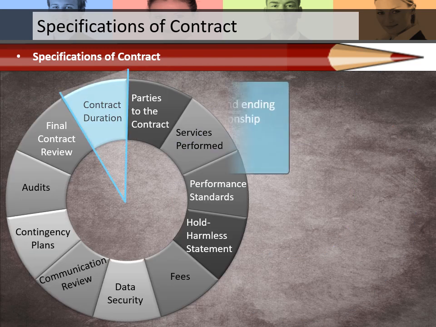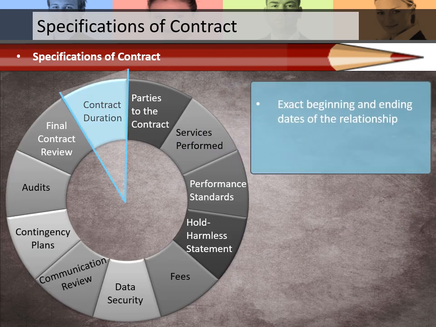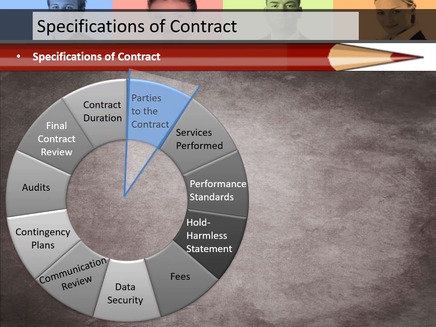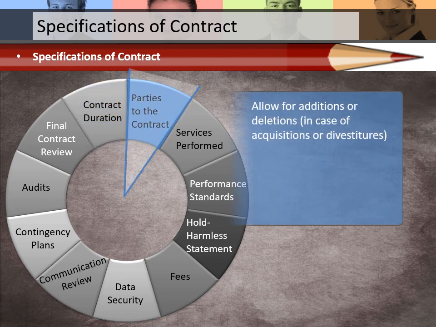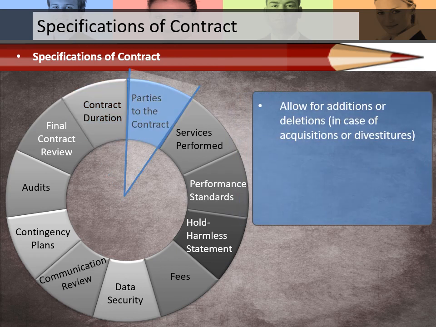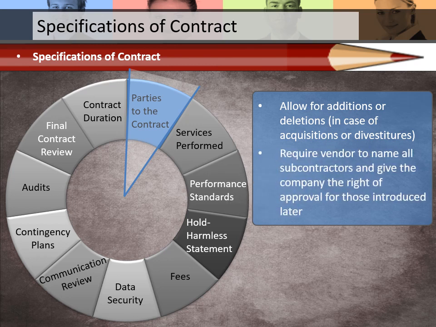Contract duration, the exact beginning and ending dates of the relationship, financial penalties for early termination. Parties to the contract. Allow for additions or deletions in case of acquisitions or divestitures. Require the vendor to name all the subcontractors and give the company the right of approval for those introduced later.